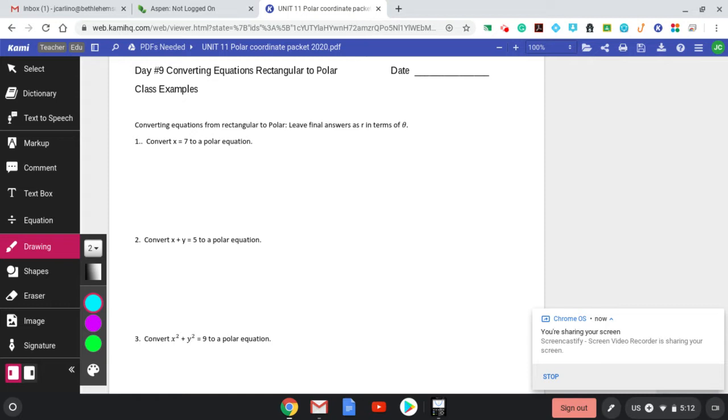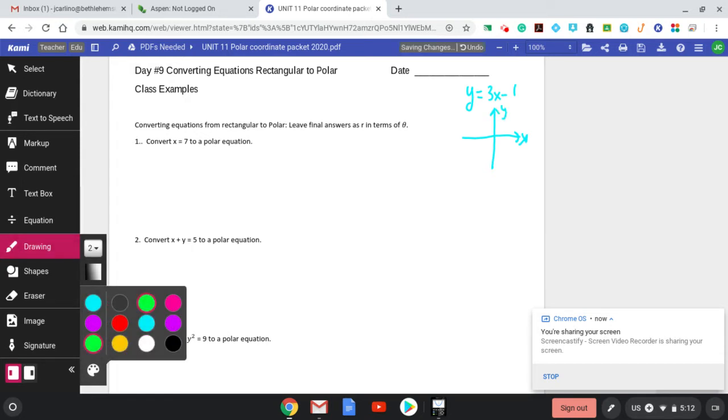And here's where eventually we're going. You have an equation y equals 3x minus 1, and I ask you to graph that on the old xy plane. You would tell me, oh, I've seen this all my mathematical career. That's a line. All right, well, what would it look like on the polar grid then? So that's where we're going today.